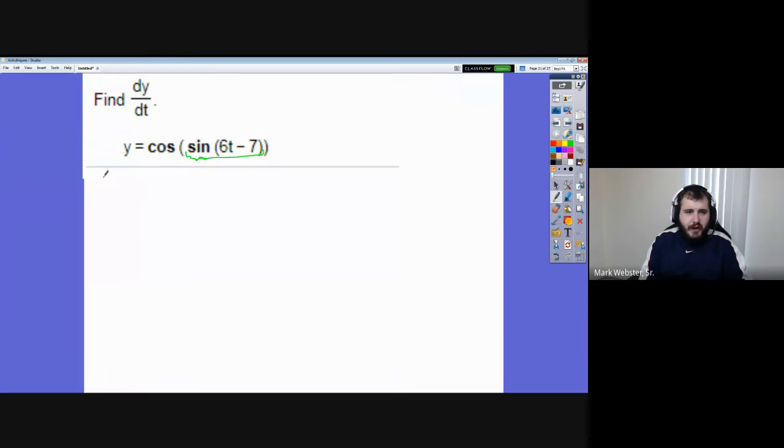Derivative of cosine, negative sine. And then all the inside stuff, just rewrite it. Now we're going to multiply by the derivative of the inside. What's the derivative of sine? And again, don't change what's inside the cosine. Now, we still have stuff on the inside of that cosine that we have to take the derivative of. What's the derivative of 6t minus 7? Well, it's just 6, isn't it?